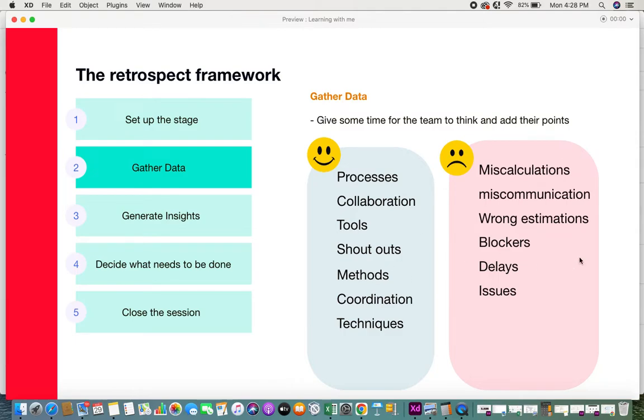Now, in the video that I took on what is an iteration retrospect meeting, I mentioned some examples of what you can say when things went well, and some examples of what you can say when things did not go well. So you can always watch that video also. But these are some examples. If they want to say things that went well, it can be some process, some collaboration, some methods that you used that went well. And things that did not go well can be something like some blockers, some issues that happened. It can be some wrong estimations that were done, some miscommunication. So these are some examples. Now once you have gathered this data, the next step is generate insights.